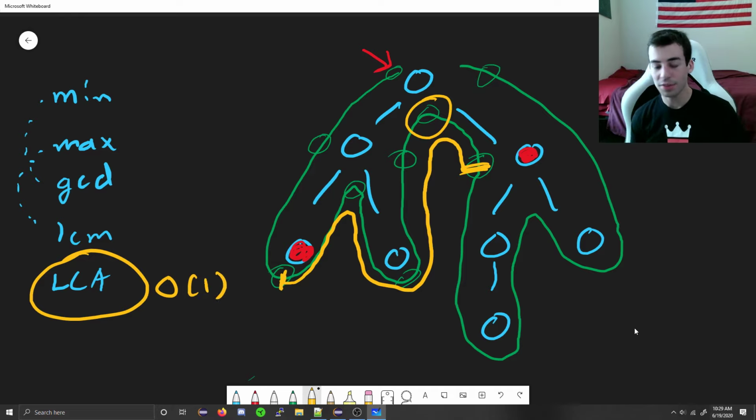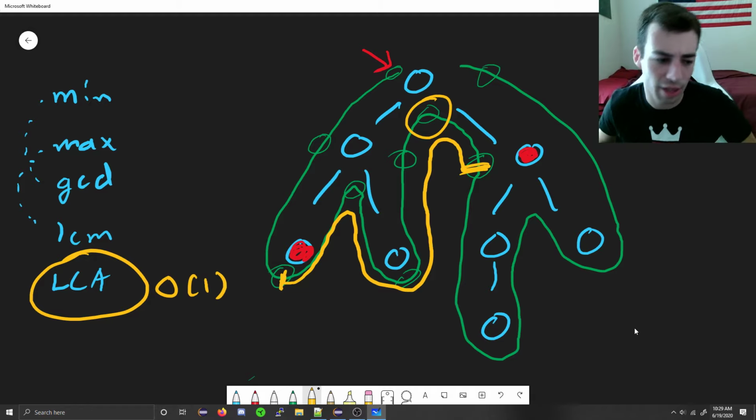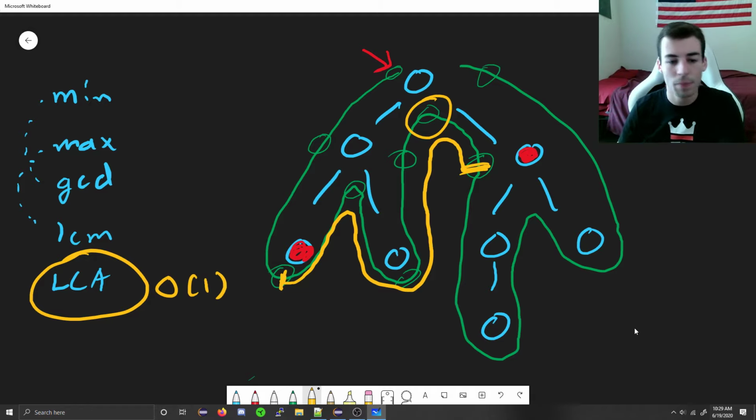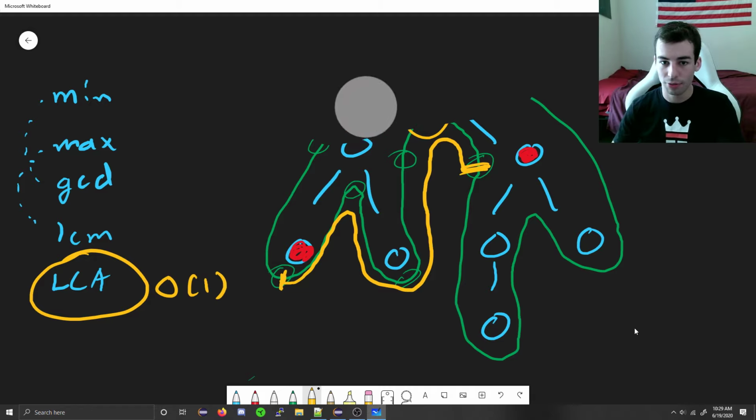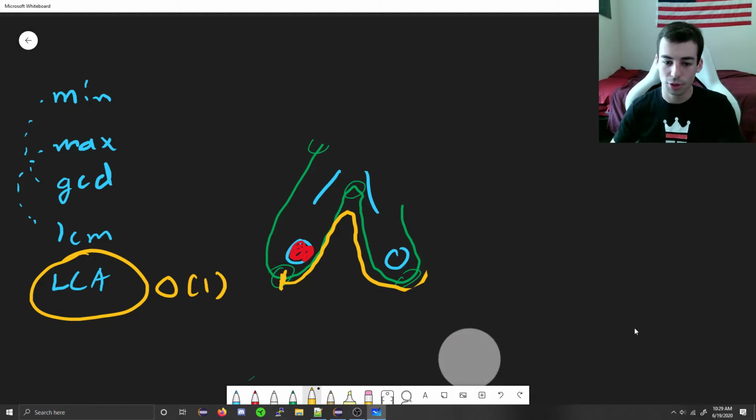And that might be a bit surprising because most of the time when people find LCAs, they do it with binary lifting, and that has a log factor. So that uses log n time to find the LCA, but you can actually do it in order 1 using this. There's also this other algorithm named after 2 people whose names I forget that can give you LCA in order 1, but this is a way to do it that's very easy to understand, in my opinion. All right, so those are some use cases for LCA, or for RMQs.